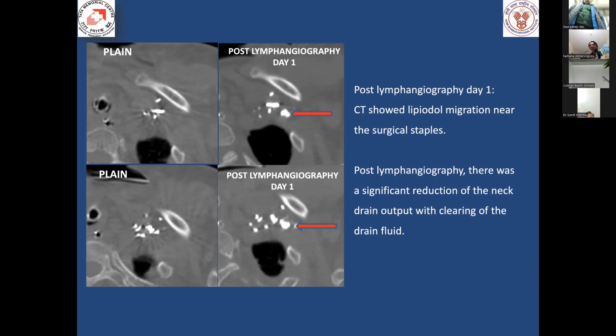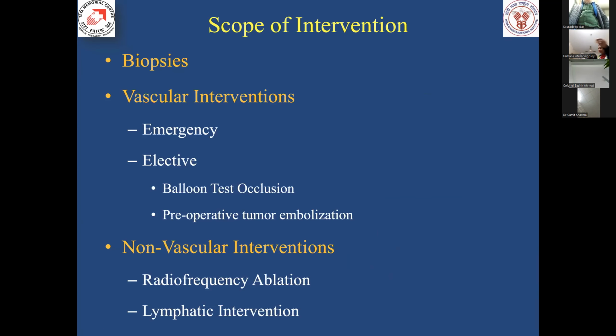But if the leak does not seal off after lymphangiography, then we puncture the thoracic duct and do embolization, very similar to how we did angioembolization for the tumor from the arteries. The similar way we would do for thoracic duct. But this was the first patient whom we did lymphangiography, and the patient responded with lymphangiography alone, and we did not have to do any thoracic duct embolization. So this is the scope of IR in head and neck.